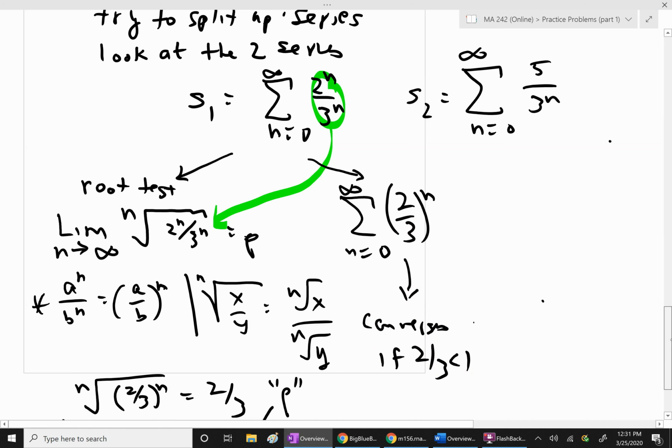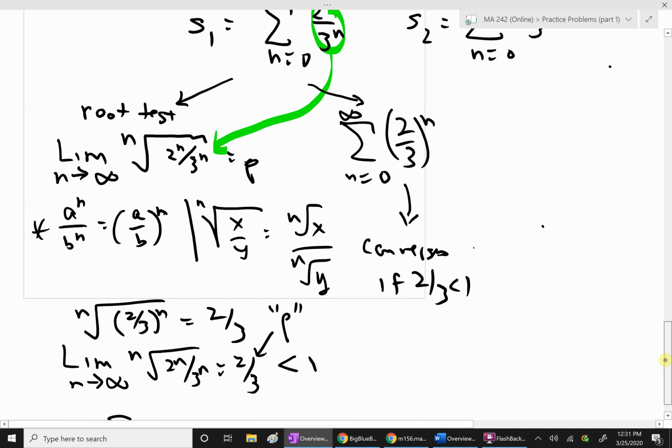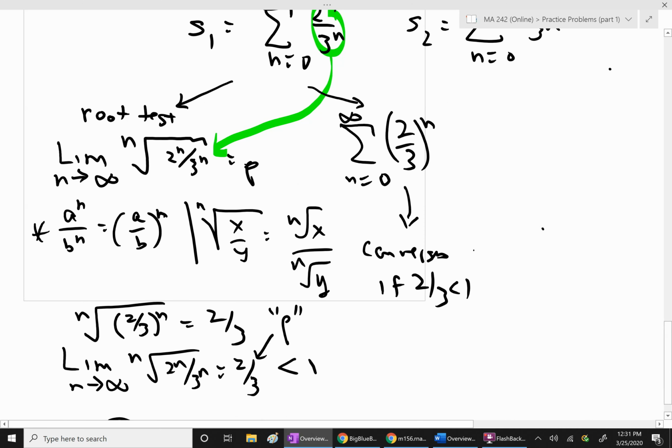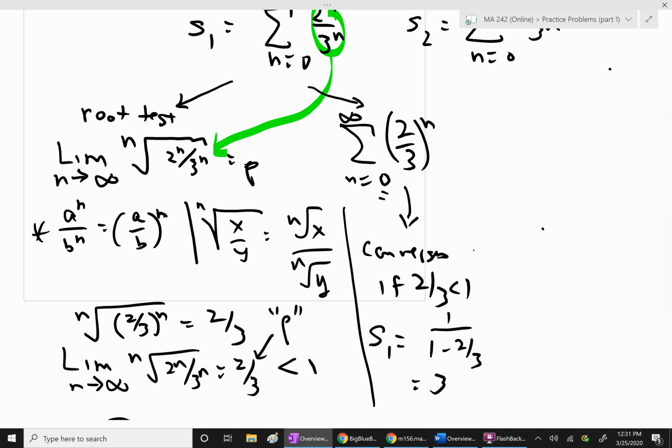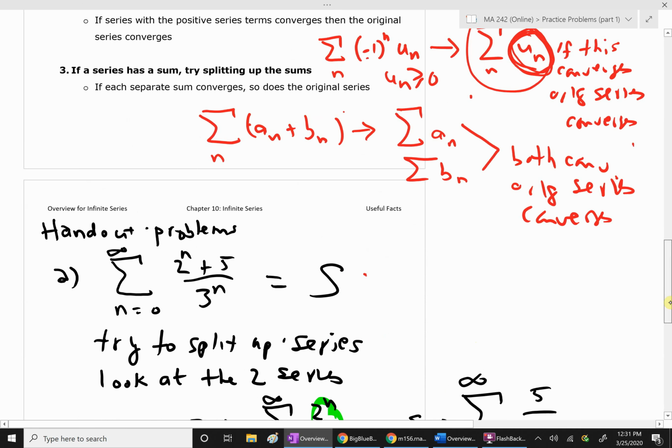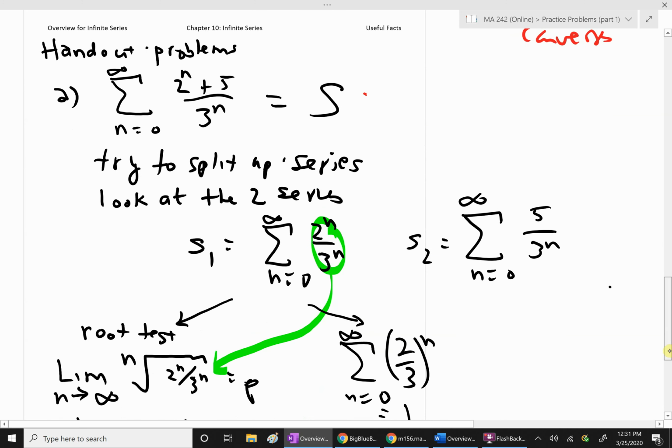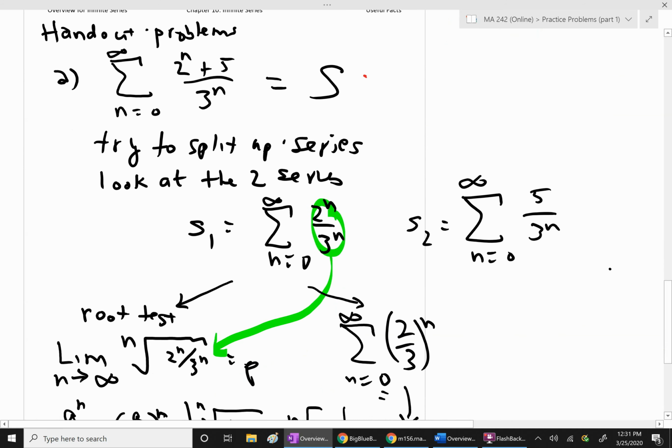And the nice thing about knowing this is we not only know that it converges, we actually know what it converges to. Notice with the root and ratio test, we don't know. I know that S1 is 1 over 1 minus 2/3, or 3. You have to be careful that you're starting at 0. But if you're starting at 0, you actually know what it converges to. So this is a little faster.